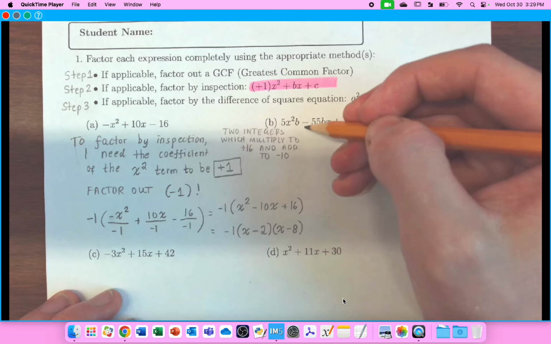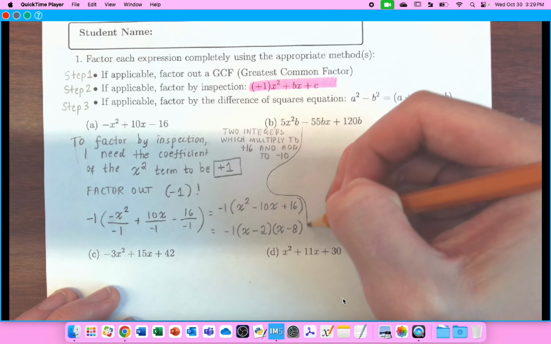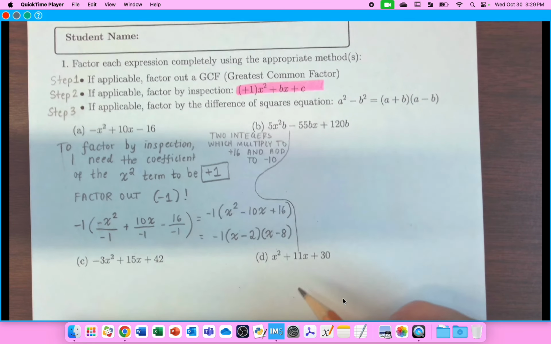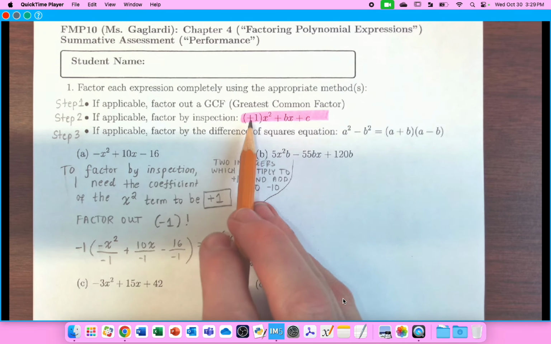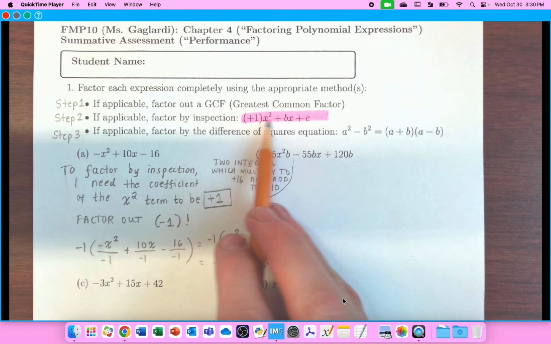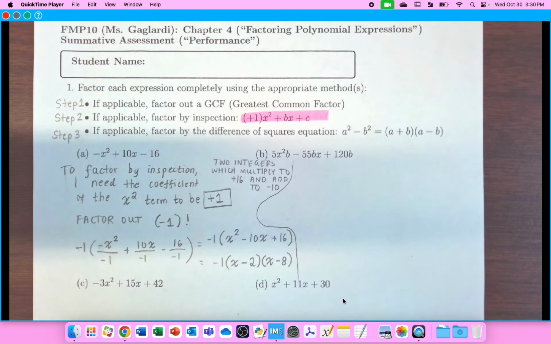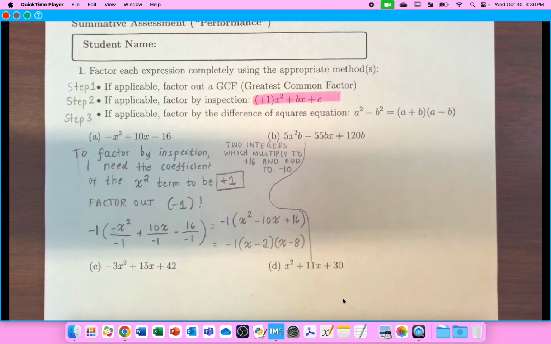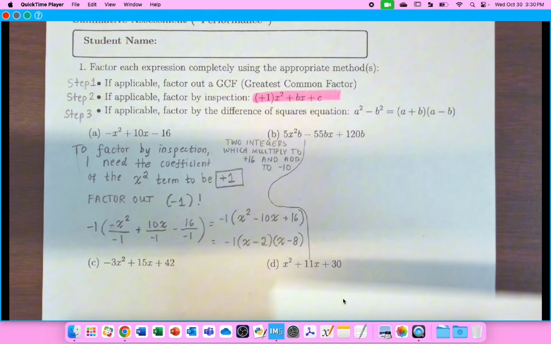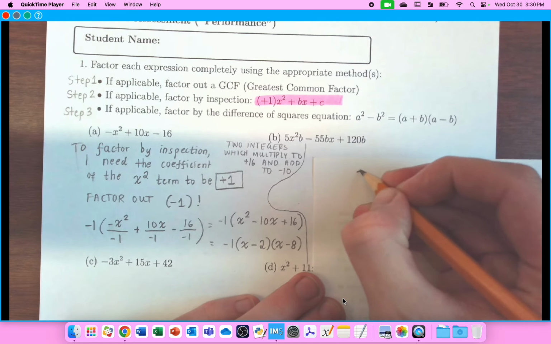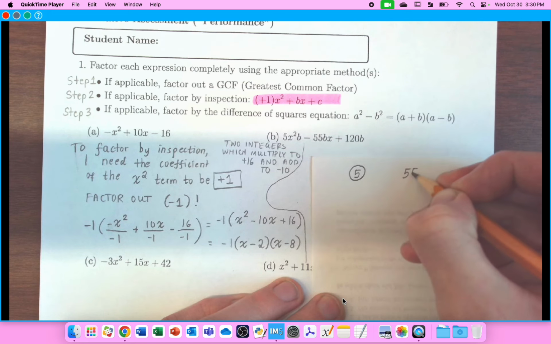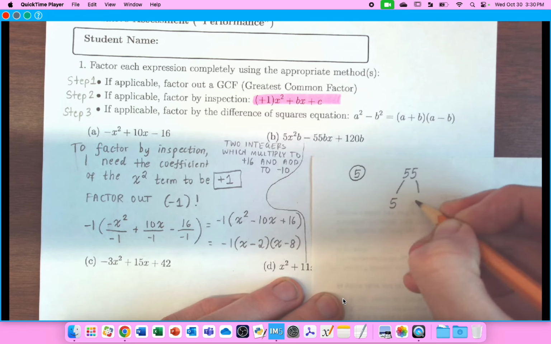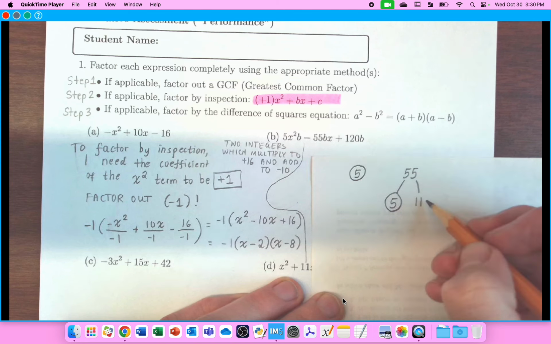Okay, let's move on to this one. I'm just gonna block this off. So here's a problem. It doesn't look exactly like that trinomial that I want. So that tells me I definitely have to factor out a greatest common factor. Just for the sake of breaking things down a little bit, 5 is already prime, so I can't break it down anymore. 55, 5 and 11, these are my prime factors.